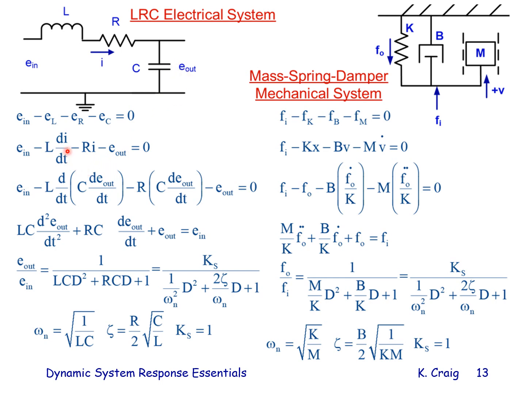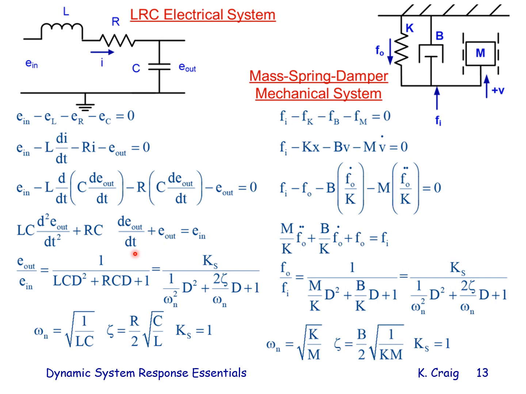I substitute in for I. The current through the capacitor is equal to C times the derivative of the voltage across the capacitor, which is E out, so it's dE out dt. So in place of I, I put C dE out dt. And then if I simplify this, I get LC times the second derivative of E out with respect to time, plus RC times the first derivative of E out with respect to time, plus E out equals E in.